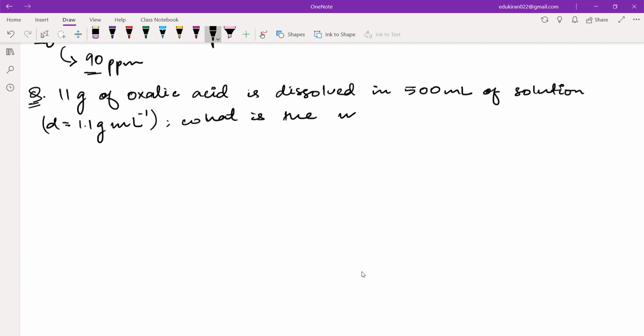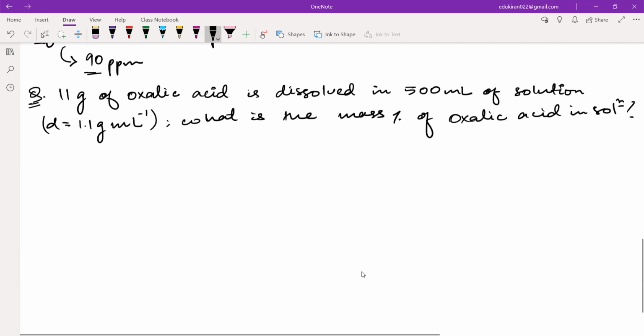What is the mass percentage of the solution? Mass percentage of the solution. Wait a second, let me write oxalic acid in the solution. It will be better wording. Mass percentage of oxalic acid in solution. Okay. Did you write the question? Yes or no, please tell me. Yes. Okay.